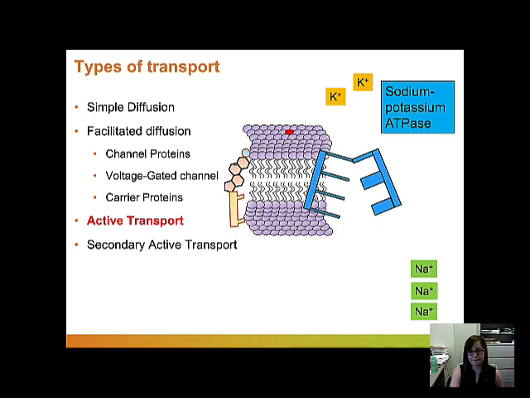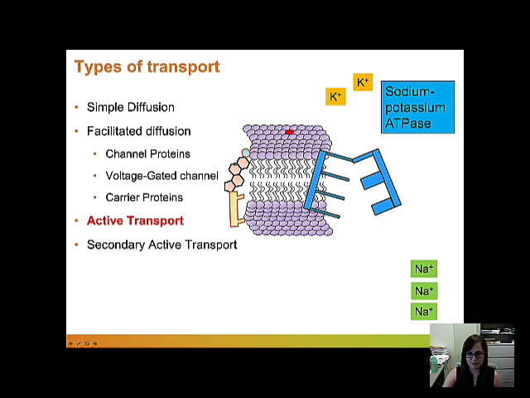So the classic example of active transport is the sodium-potassium ATPase. Okay, and you're going to see this again and again throughout your education and in exams and wherever you go afterwards. People will be using this example for active transport. And this is how the sodium-potassium ATPase works.